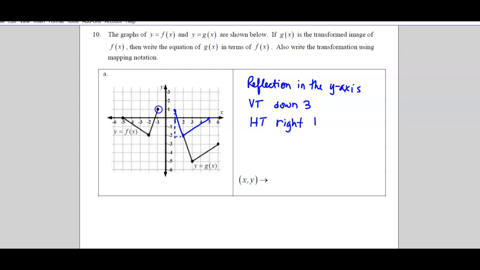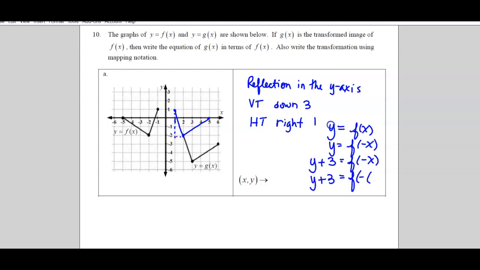Okay, so we're starting, I always start with y equals f of x. Reflection in the y-axis changes the sign of x. Vertical translation down 3, replace y with y plus 3, and then horizontal translation right 1, replace x with x minus 1. Double sets of brackets there, and then write the equation of g of x in terms of f of x.